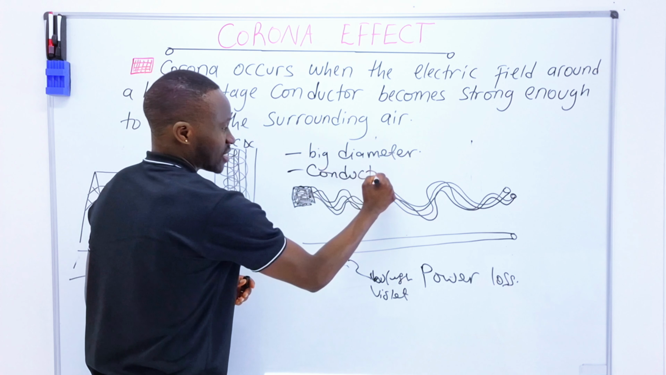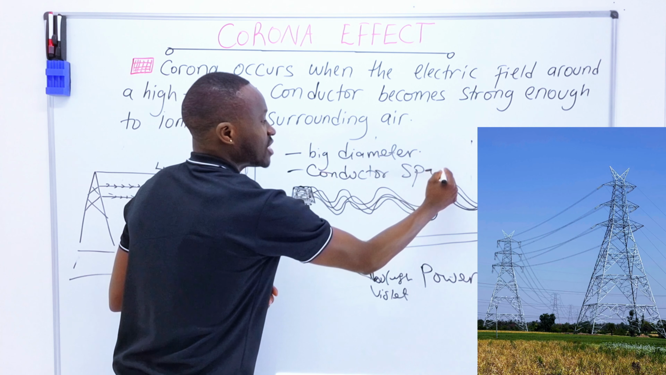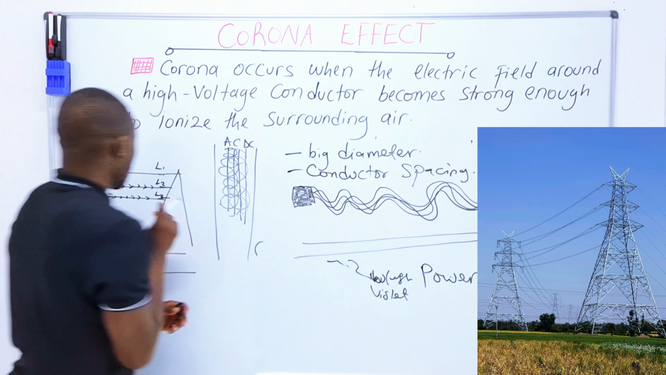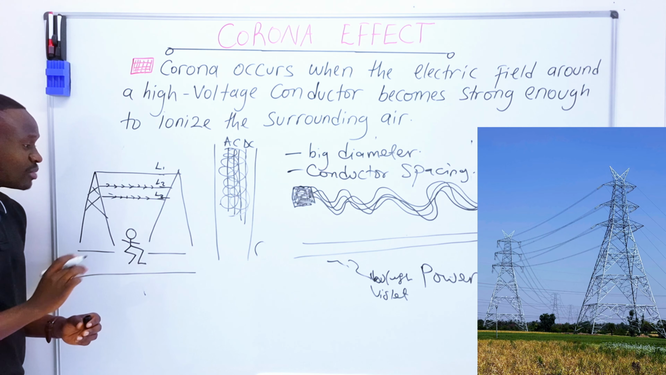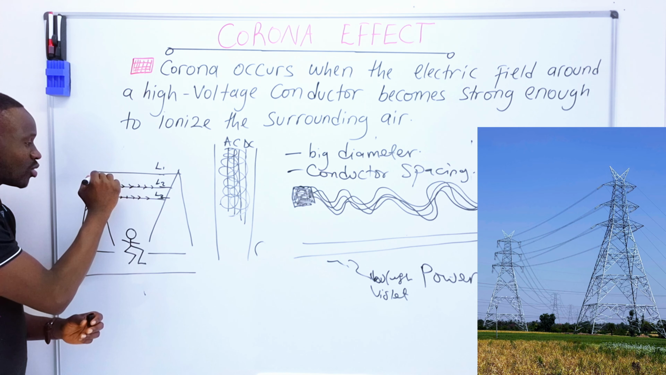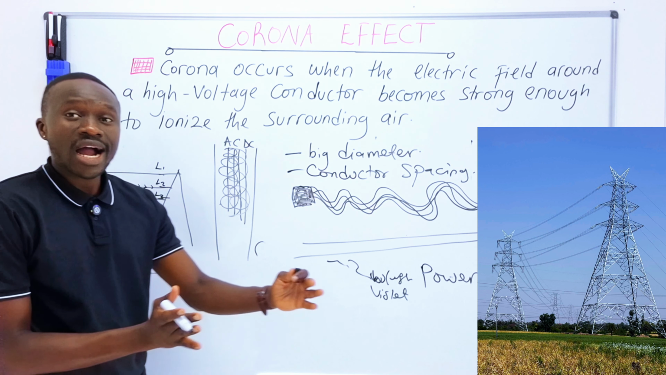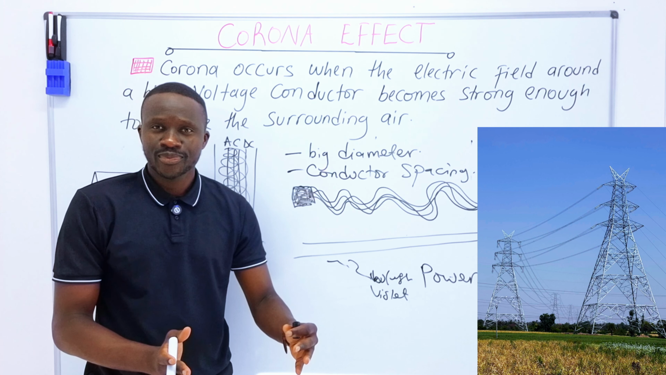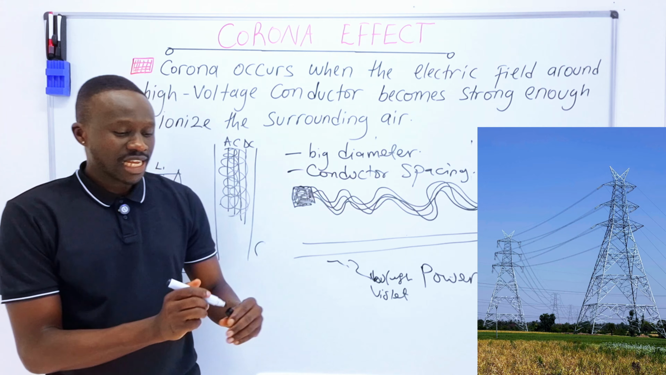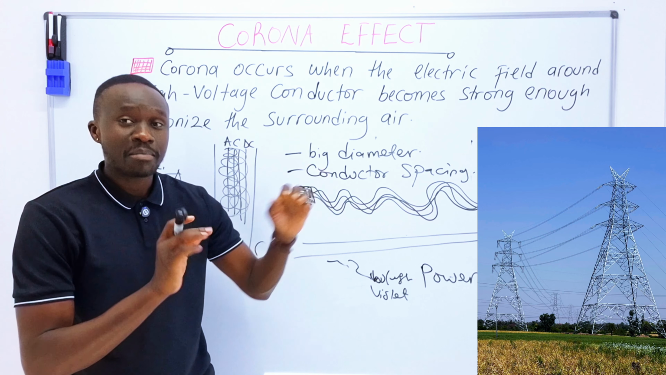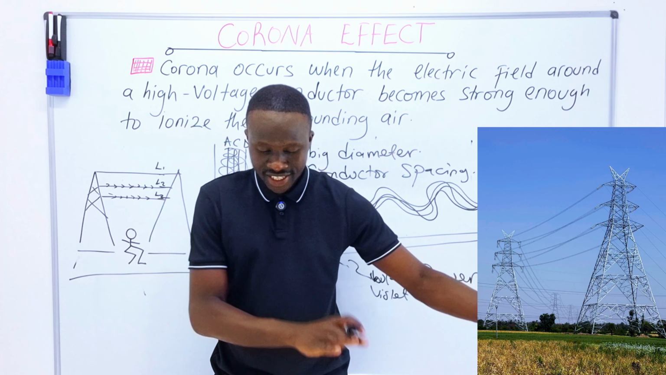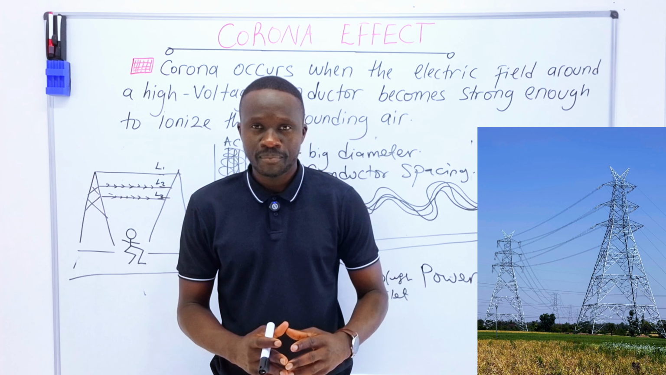Conductor spacing. Spacing these conductors on the transmission. One conductor is spaced from another because air also acts as an insulator. Not only do we need insulation on the cables, but if you space them, the air acts as an insulator.